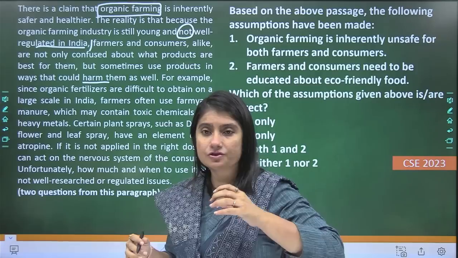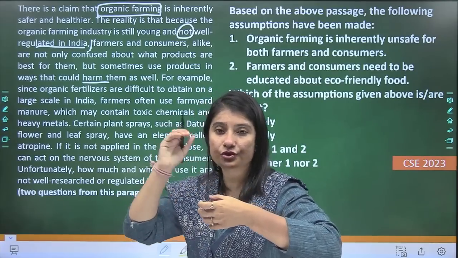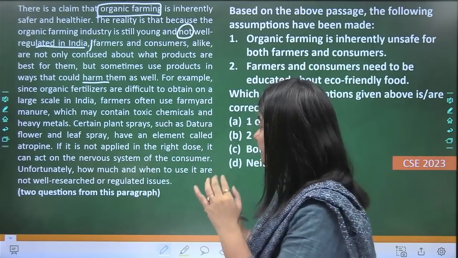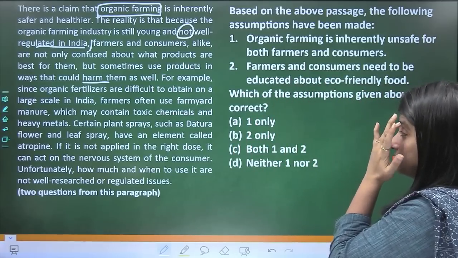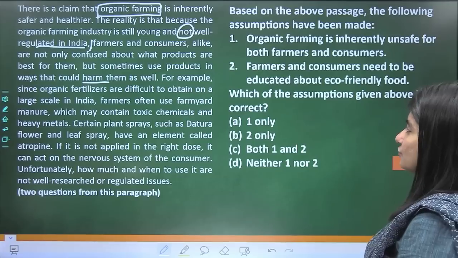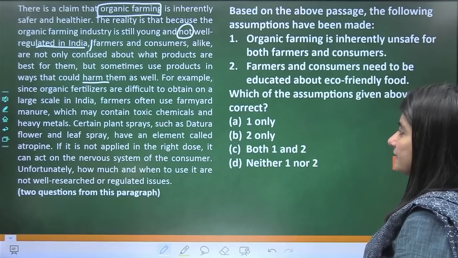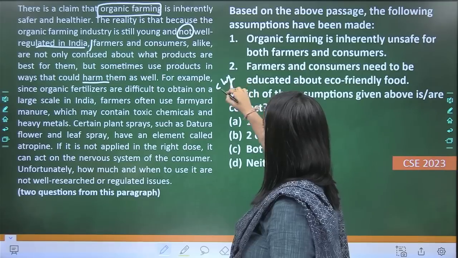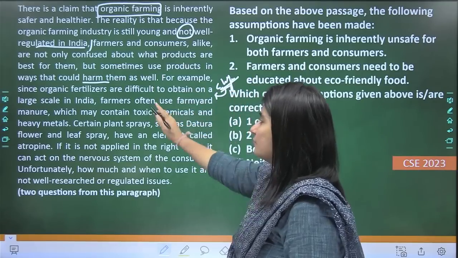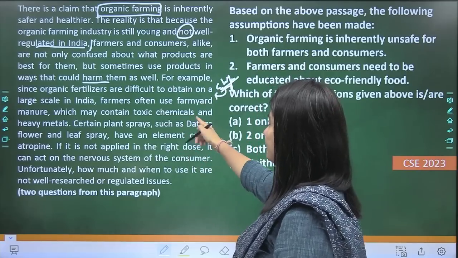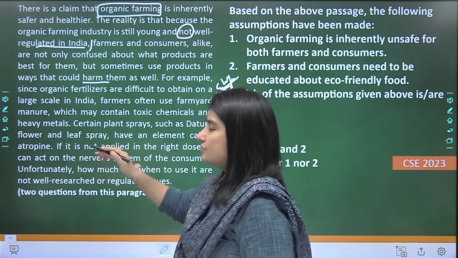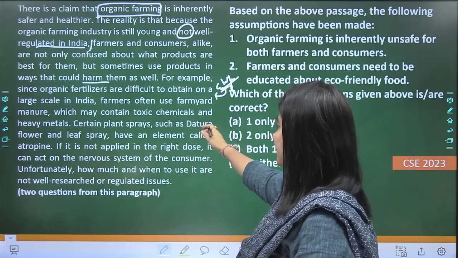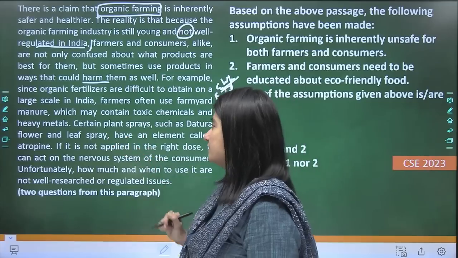Each sentence should build an idea and the other sentences should top up on that idea. We are not reading it in a hurry at all. For example, since organic fertilizers are difficult to obtain on a large scale in India, so here are the challenges. Okay, write challenges and point it out. Farmers often use farmyard manure, so they don't have fertilizers, so they are using whatever is at their disposal, which may contain toxic chemicals and heavy metals.